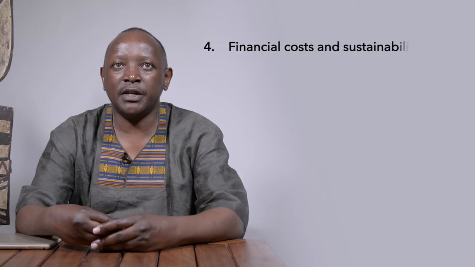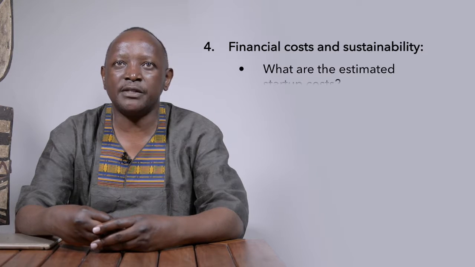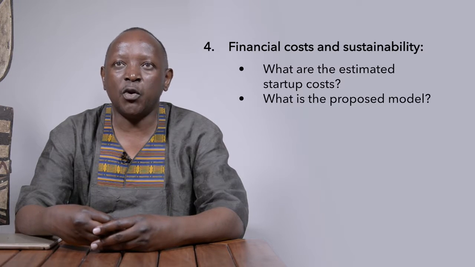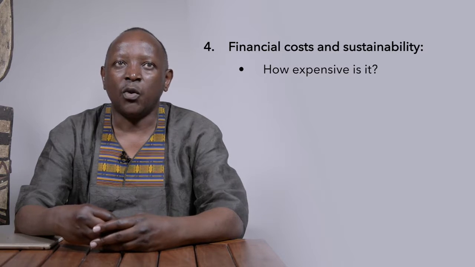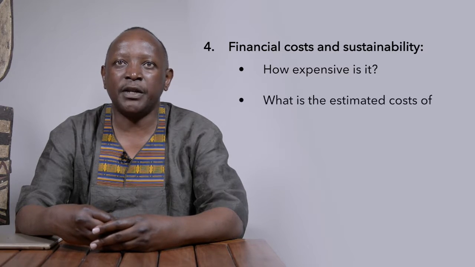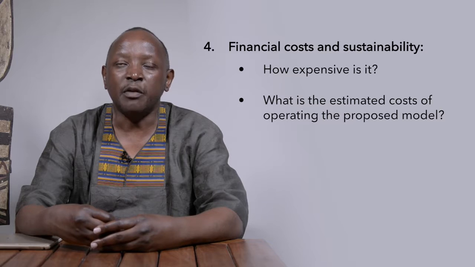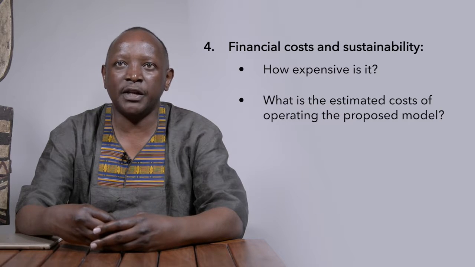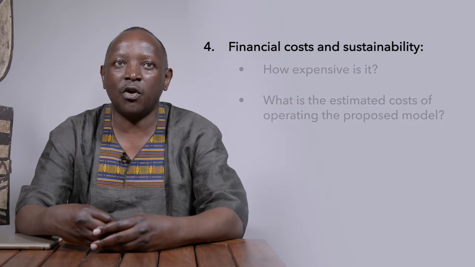The fourth component is looking at financial costs and sustainability. In looking at this, we have to determine what the estimated startup costs are and what the proposed model is going to be and how expensive it's going to be, taking into account both the hardware and training costs. We also have to look at the estimated costs of operating the proposed model, because this would have an impact on overall sustainability. And this would also include the staff requirements and any other hidden costs.